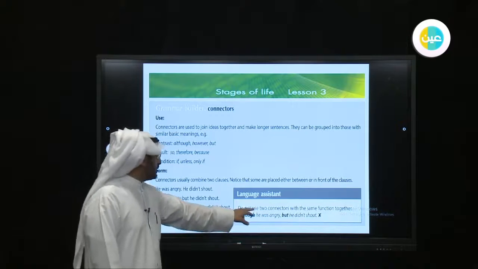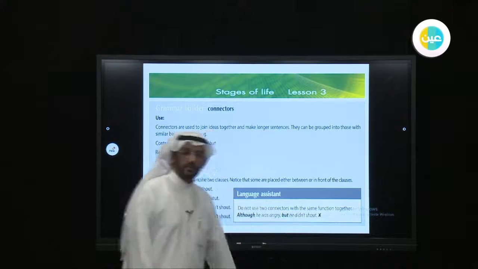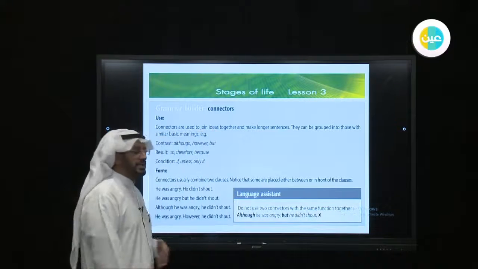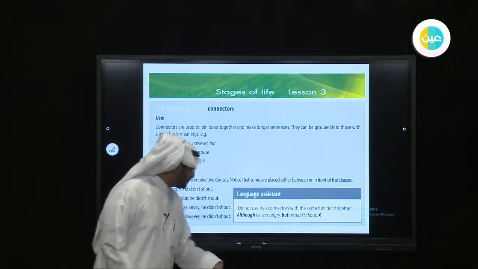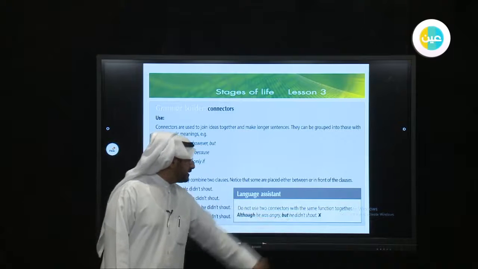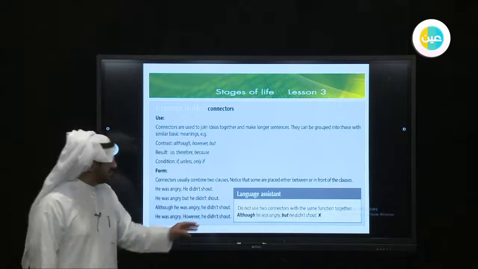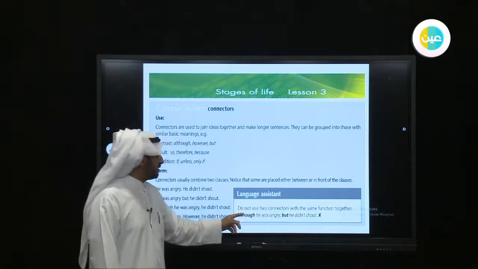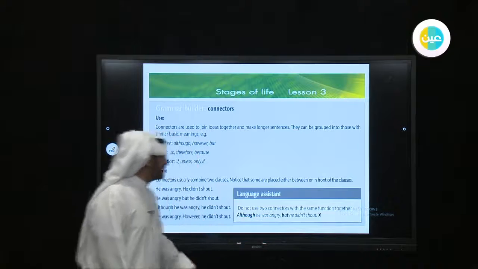Note, don't use two connectors with the same function together. You mustn't use two connectors together in one sentence. Although he was angry, but he didn't shout. It's false. It's not correct, that sentence. Choose one, this or this. You can use although or but. You know that?